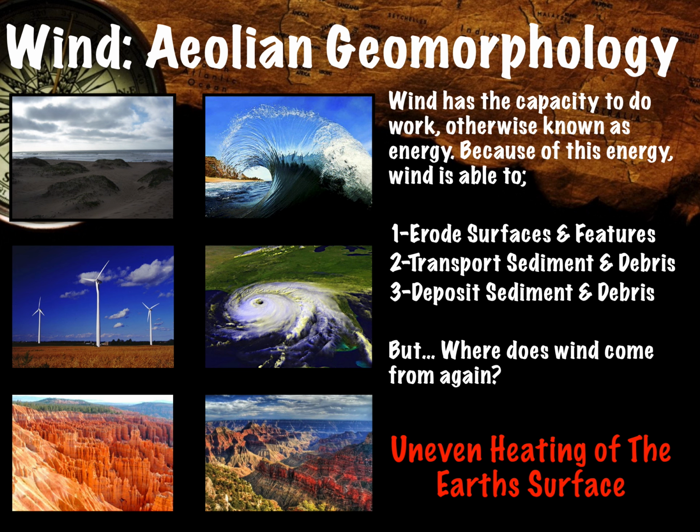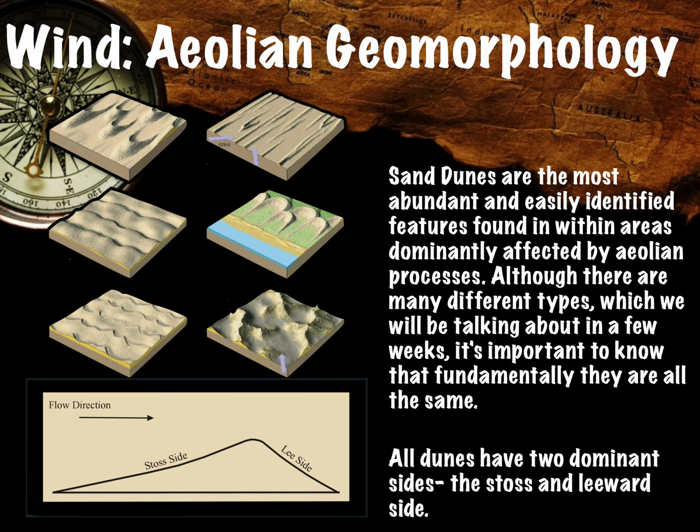So let's bring in one of the most iconic things that we identify when looking at wind, which are sand dunes. Sand dunes are the most abundant and easily identified features found within areas that are affected by Aeolian processes. Although there's many different types, we're just going to focus on these 6 that we see here in the diagram. But nonetheless, we're going to learn they're pretty much all the same.